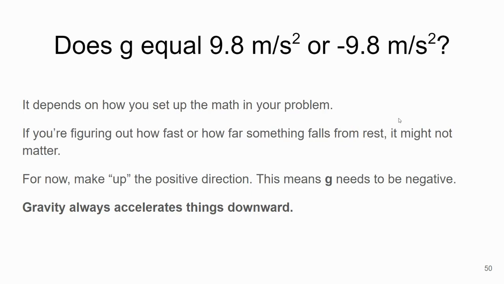So, a little mathematical point here. Is g equal to 9.8 meters per second squared or negative 9.8 meters per second squared? And the answer is, it depends on how you're doing the problem. You can do the math and set the problem up in a certain way and use the positive number. But for this chapter and the next chapter, use the negative number. It's minus 9.8 meters per second squared because it's going down. So we go with that.